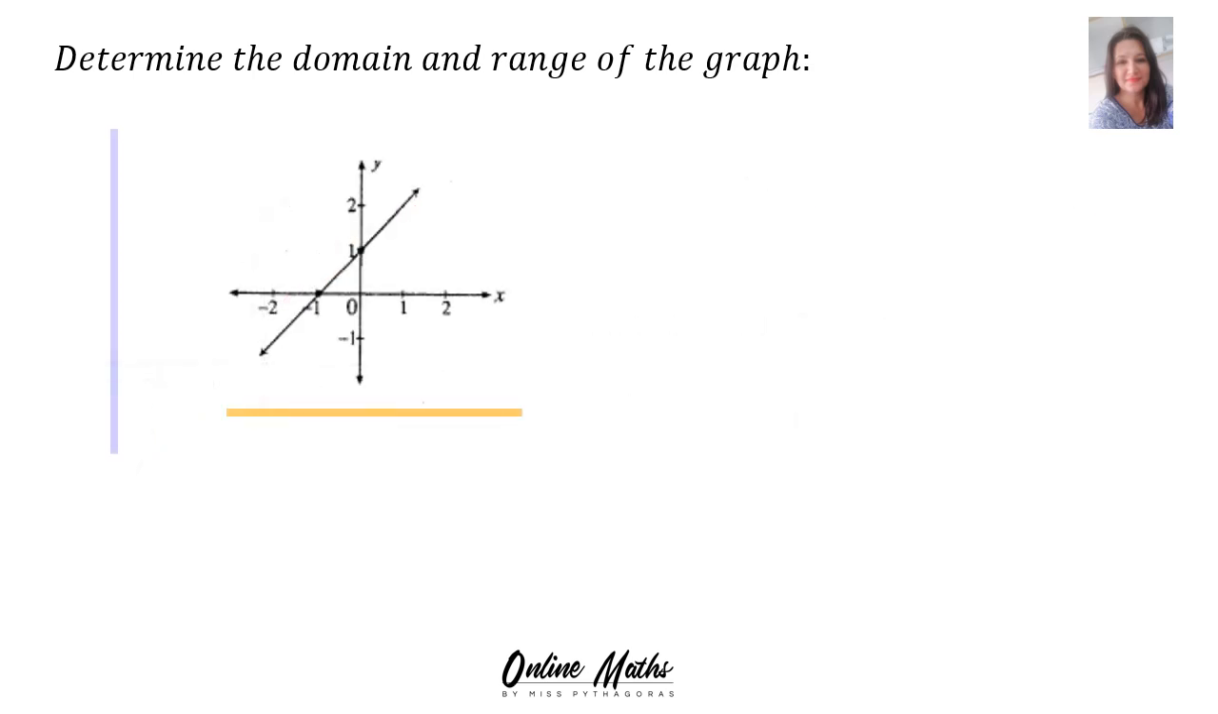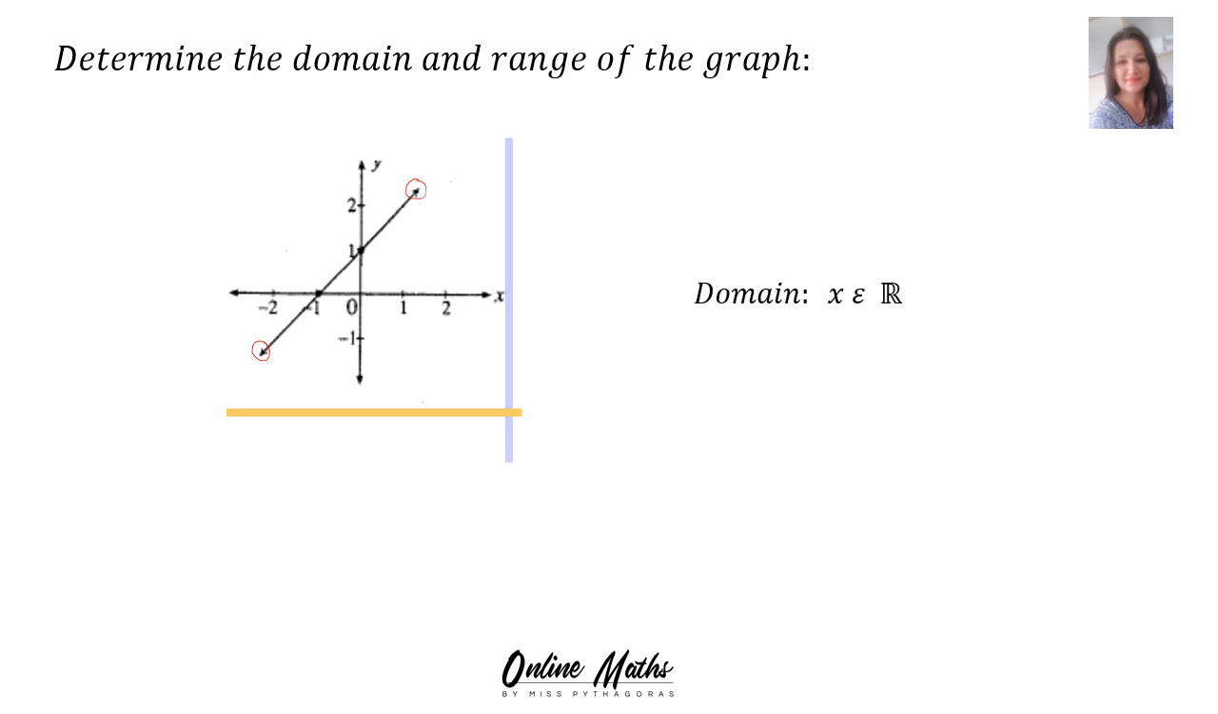Now I give you this straight line and the question says determine the domain and range of the graph. Something to note here is that your graph has little arrows at the end. That means your graph carries on and on and on. So for the domain, let's move our ruler horizontally across the graph, and we can see that all the x values will satisfy the graph.